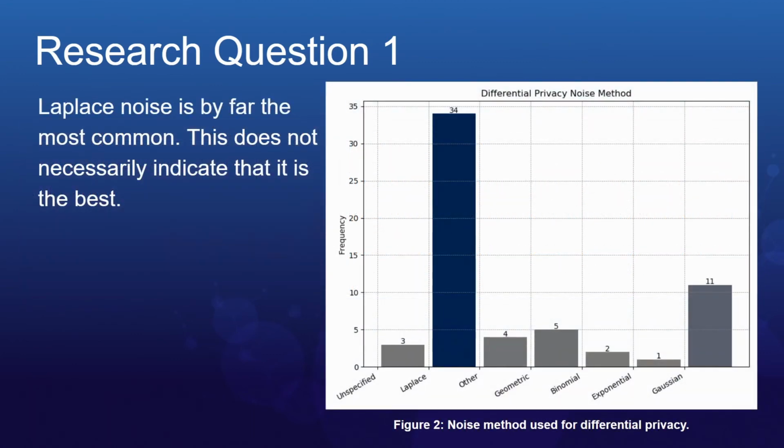Now, still on the topic of methods, we categorized what types of noise methods were used in each paper. By far the most common was noise drawn from the Laplace distribution. This is not necessarily because it is the best distribution for the task, it may be used the most because of the high quantity of examples in other literature that implements it.